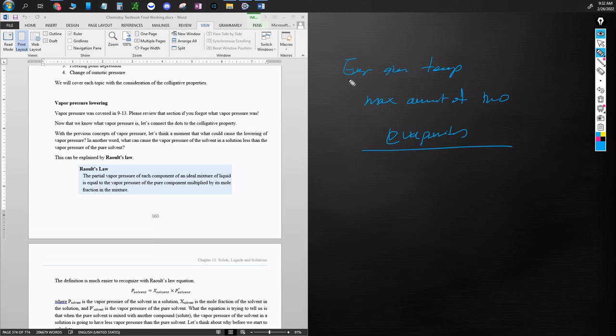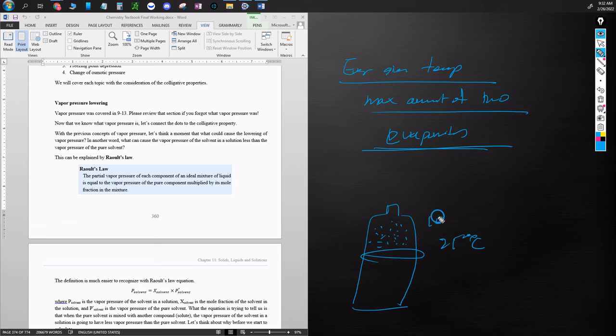At every given temperature, there is a maximum amount of water that can be evaporated. So going back to that water bottle again, let's say at 25 degrees Celsius you found out that 100 water molecules are evaporated. At 70 degrees Celsius, let's say it's a really hot day, you found out that about 250 water molecules are evaporated.